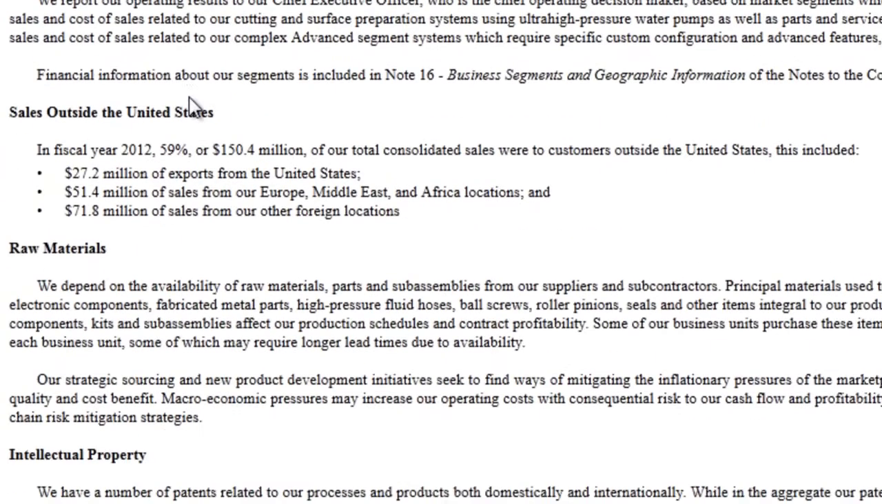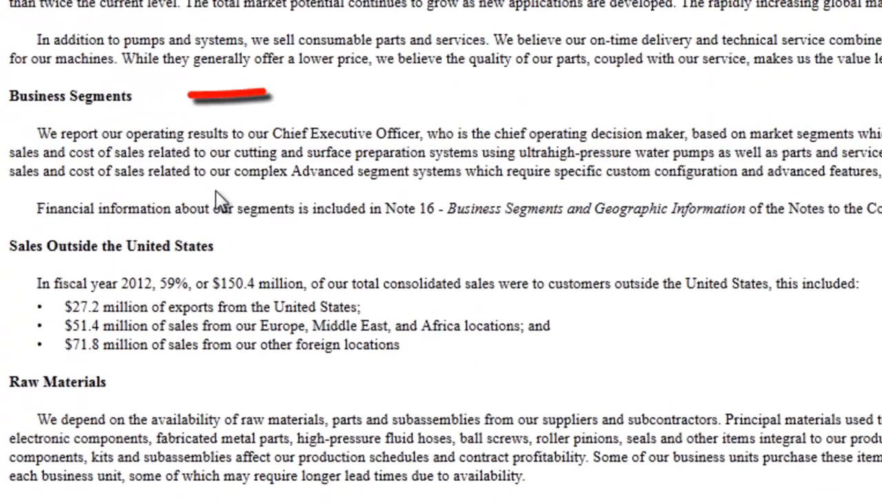Moving on, business segments. Does the company operate through one business segment, or does it have various business segments? A lot of times you have companies that acquired other companies, and these other companies serve as separate business segments. So this is the area where you learn about it.